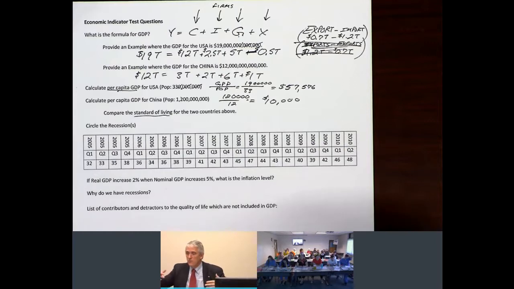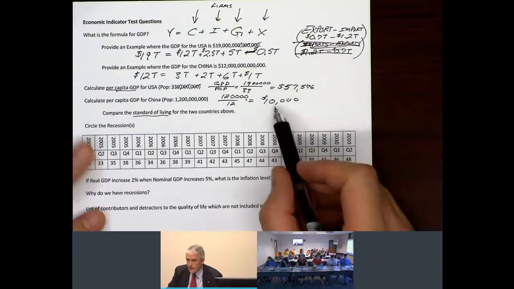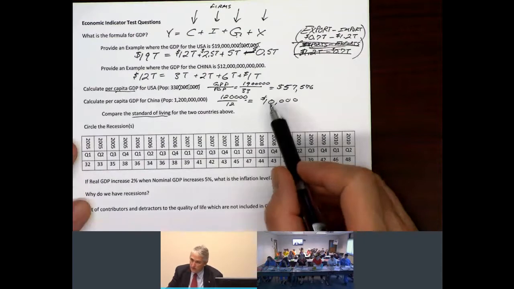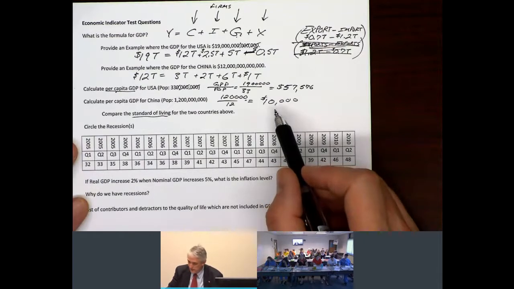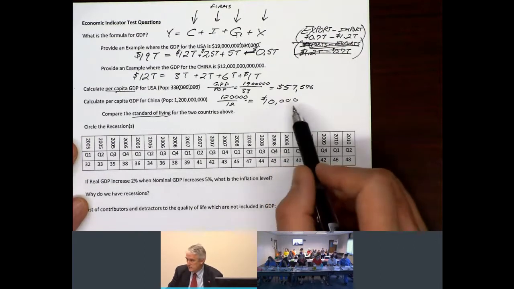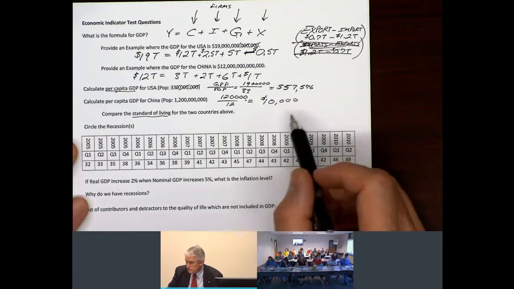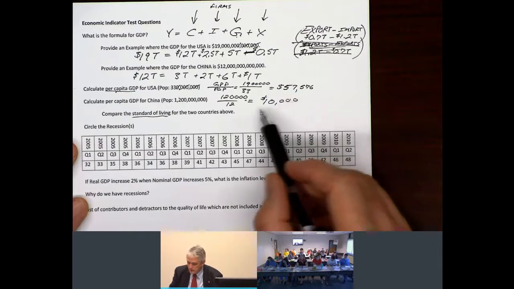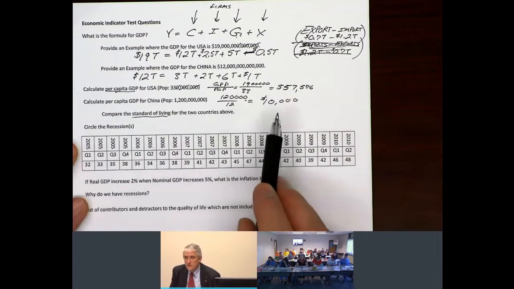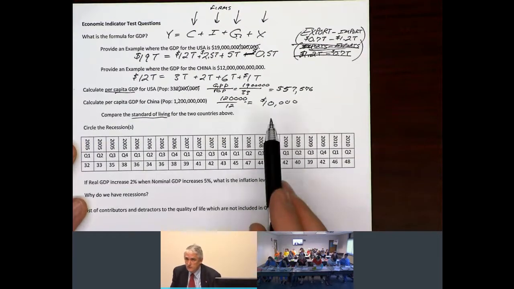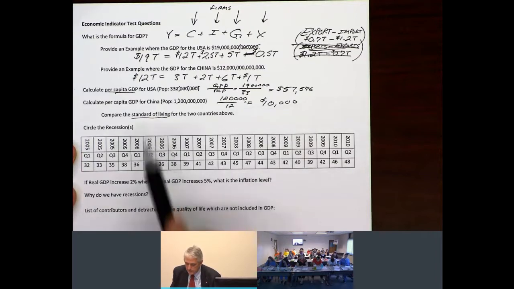And in an economy where the GDP is growing faster than the population, as it has in China, their per capita GDP has risen from 4,000 per person 20 years ago to now 10,000 per person, which is tremendous when you think about it. And that's an indication of the quality of life or standard of living in those two countries. So I'd like you to compare those two countries. What can you say about it?